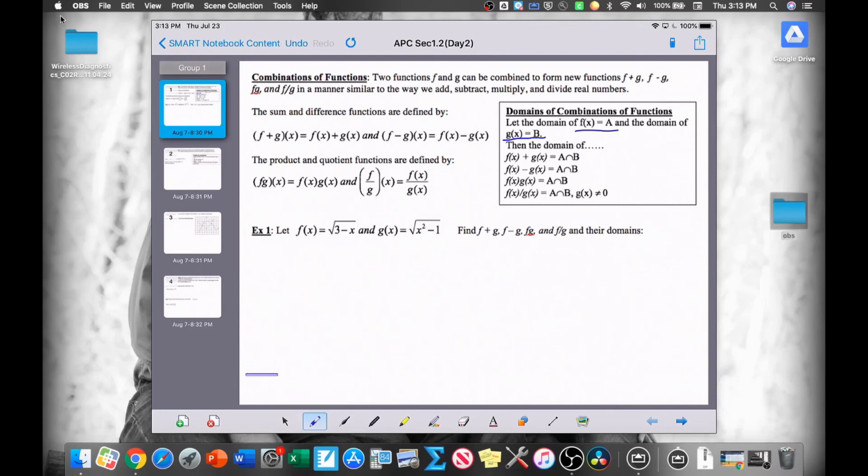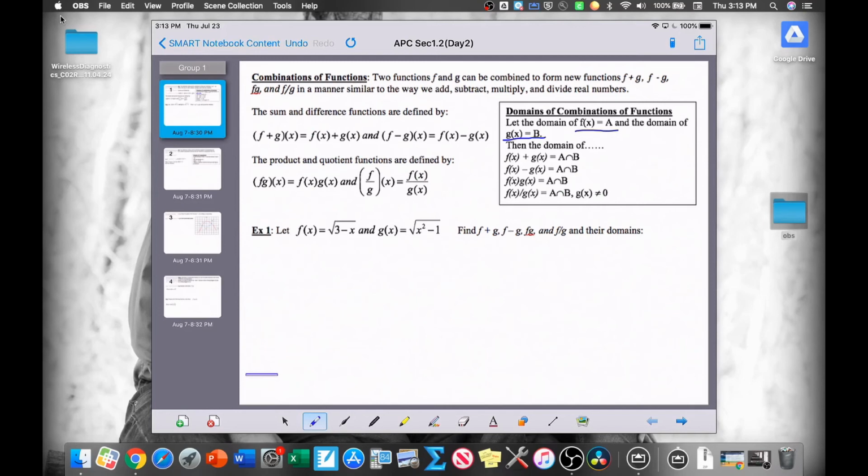So in order to figure out what that is, we have to know what is the domain of our first function, what is the domain of our second function, and where do those two domains overlap each other. Because that overlapping region, that's the intersection, that's where the new function's domain will be. And that is the same for the difference of two functions or the product of two functions.